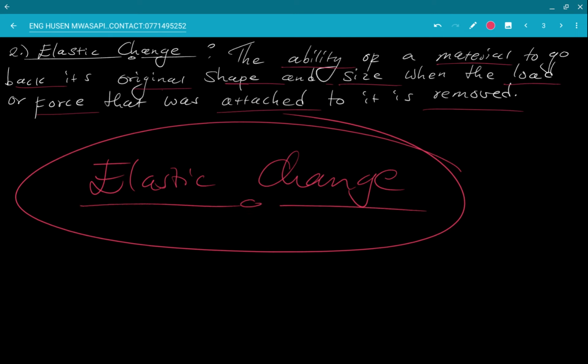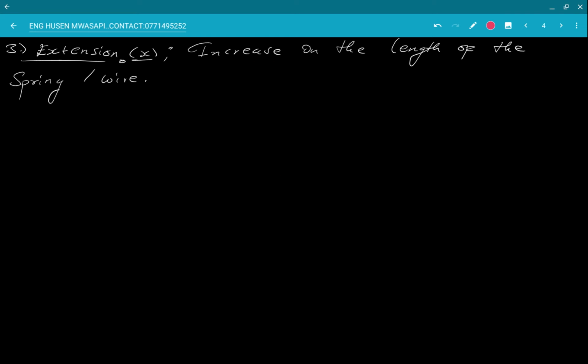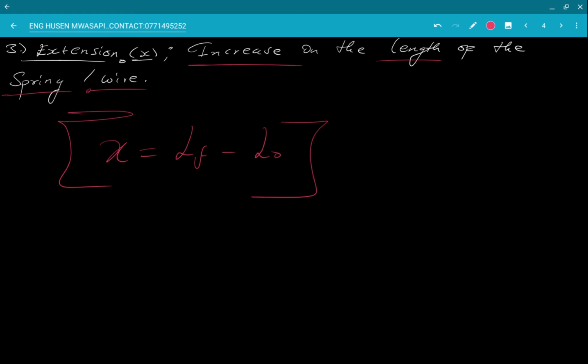Alright, let's move on to the third terminology. The third terminology is what we call extension. Extension is defined to be the increase in the length of a spring or what? A wire. Now the formula for extension, x is equal to length final minus what? Length initial. The unit for extension is simply what? Meters. Others could also use what? Centimeters. It really just depends on the prefix that you want, but in most cases we go for the basic, which is what? Meters. I hope it's clear.